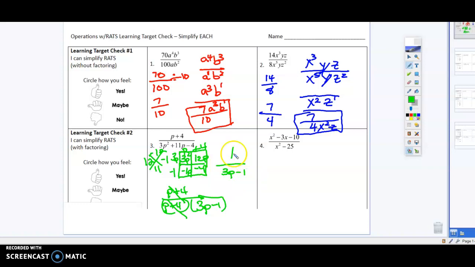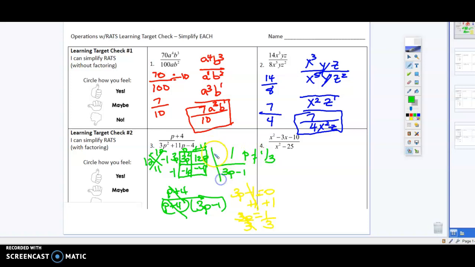But we've got to make sure that our domain restriction is taken care of. That means what's in the denominator, we're going to set equal to 0 and solve. So that's going to give me 3p minus 1 equals 0. I'm going to add 1 to both sides, divide by 3 on both sides, and that's going to give me p cannot equal 1/3. And that needs to be included in our answer because we have a domain restriction here.